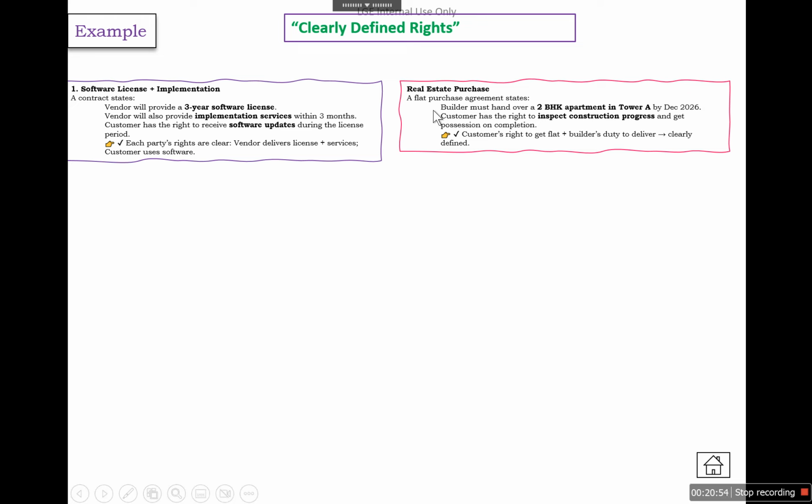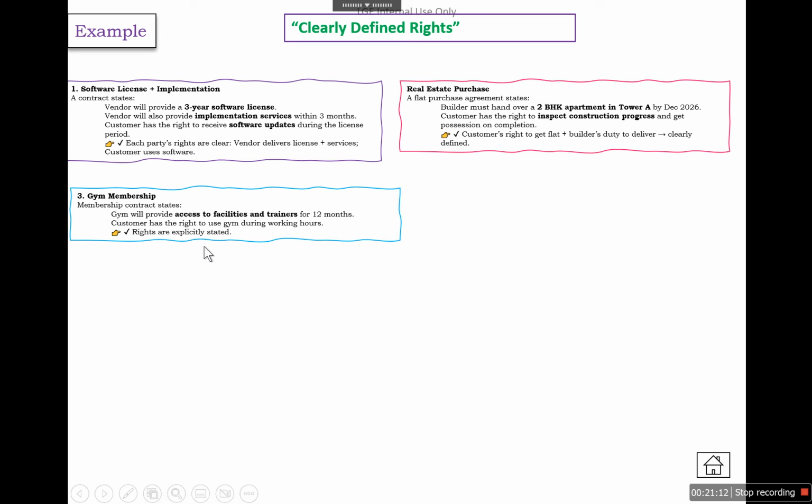Software license and implementation: a contract states that the vendor will provide a 3-year software license, implementation services and upgradation services. So it is clearly defined what the rights of the customer are. Next is real estate purchase. A flat purchase agreement states that the builder will provide a 2 BHK apartment, and the customer has the right to inspect the construction progress and get possession on completion. So the customer's right is to get the flat, the builder's duty is to deliver, and it is clearly defined.